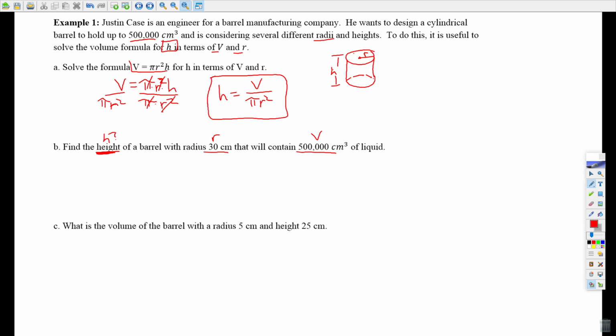Do you want to use the formula up here, or would it be better to use this one, H equals V over pi r squared? The best way to determine this is that whatever you're trying to find, H, should be the one that has the variable all by itself. This one has the variable H all by itself. So we're going to use our new formula, and it's a lot easier because all we have to do on the right-hand side is plug in the numbers, plug in V, plug in R, and just do multiplication and division. That's it, and we're done. We don't have to manipulate anything else. So what's the volume? We're going to do 500,000.